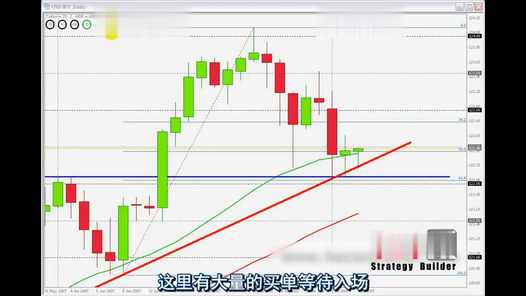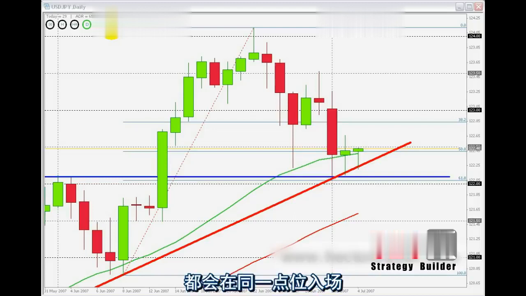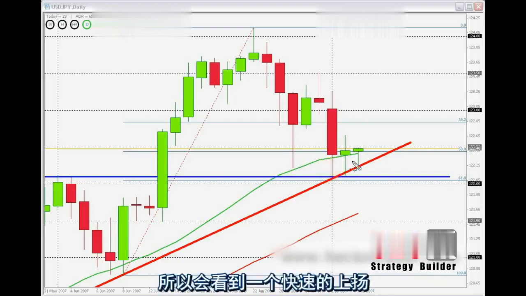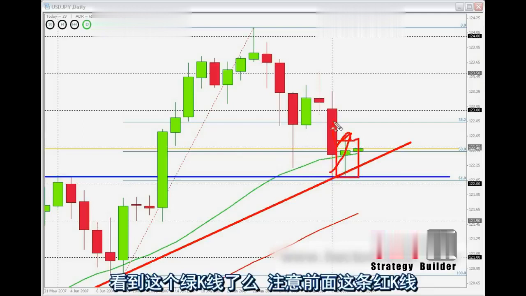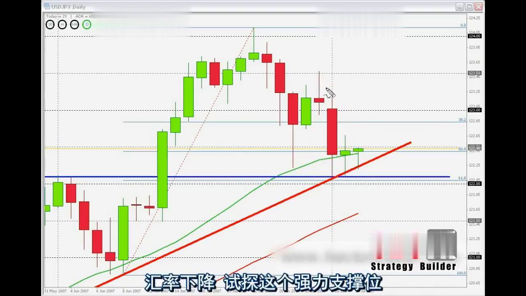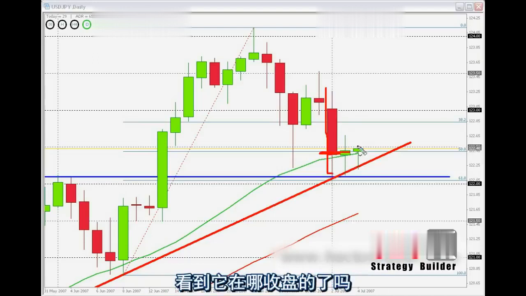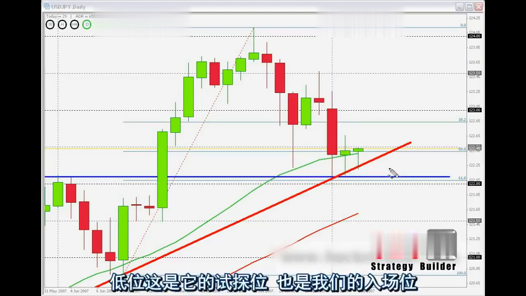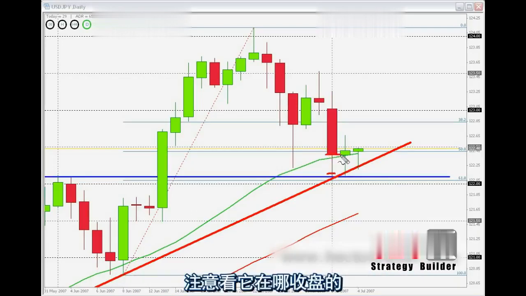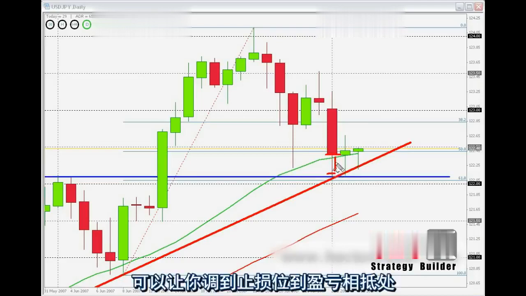Those limit orders waiting to get filled in, they all get filled in at the same level. They all get filled in at the same time, and price reacts off that. You usually see, like I say, a quick bounce. You see this green bar right there, or even this red bar. Price reached down, touched this strong level of support, and you see where this bar closed. This was the touch, this would be where we would have gotten filled in, and look where this bar closed. You have like 20 pips there to move a stop to break even.